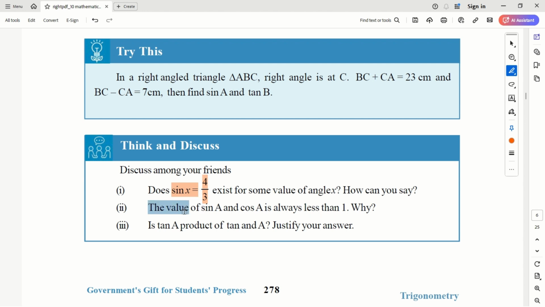So the values of sin A and cos A are always less than 1? Yes. Because hypotenuse is the biggest side which is on the denominator. Correct? So numerator is always less than denominator. You will get less than 1 as the ratio. Okay. Is tan A the product of tan and A? No. It is tangent of angle A. Okay. Which is opposite by adjacent.